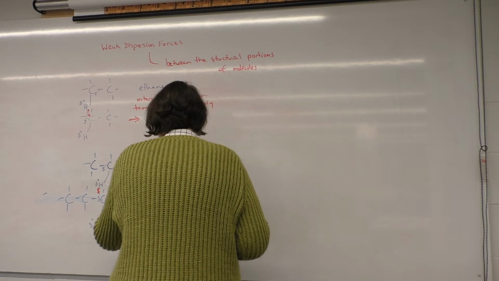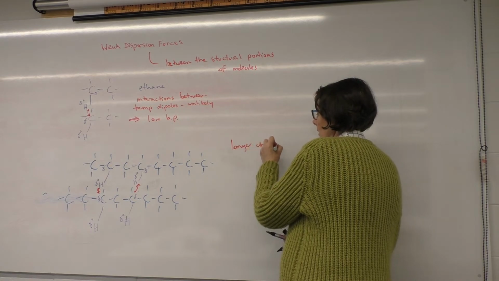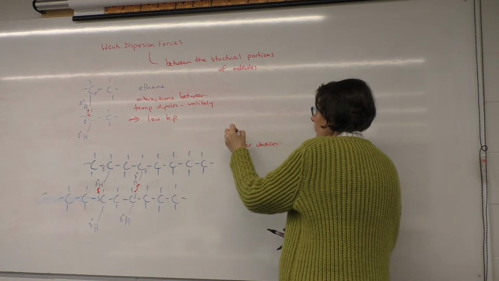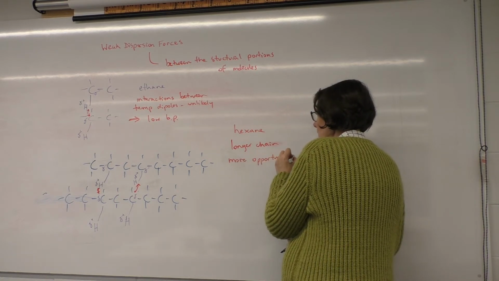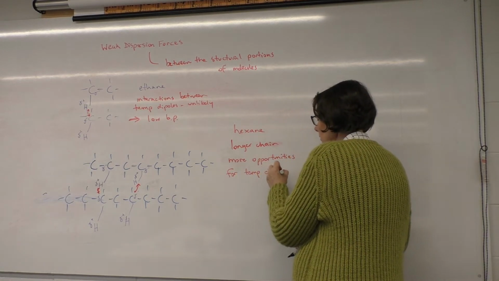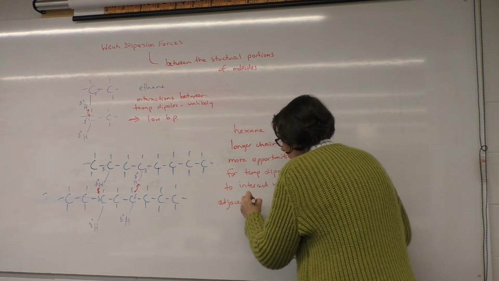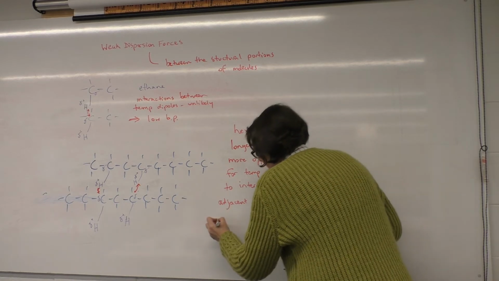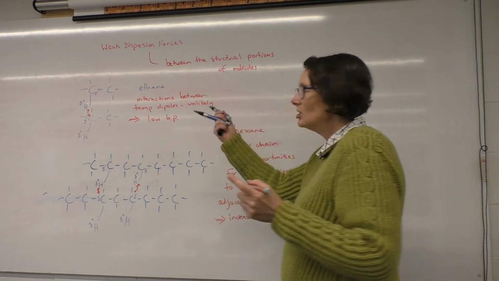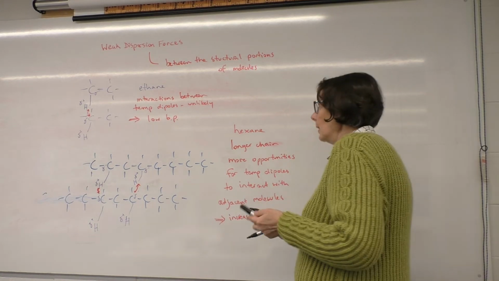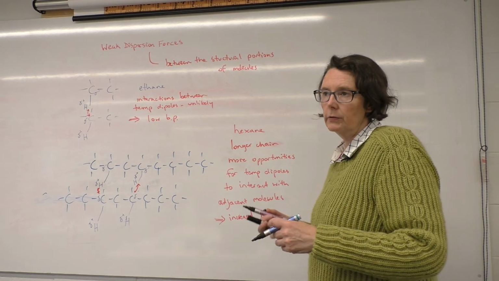So hopefully you're getting the picture that if we have a longer chain, and our example was hexane, there are more opportunities for temporary dipoles to interact with adjacent molecules. And that's going to increase the boiling point compared to our short chain. But remember that these weak dispersion forces, because they are only temporary dipoles, are the weakest of those intermolecular forces.